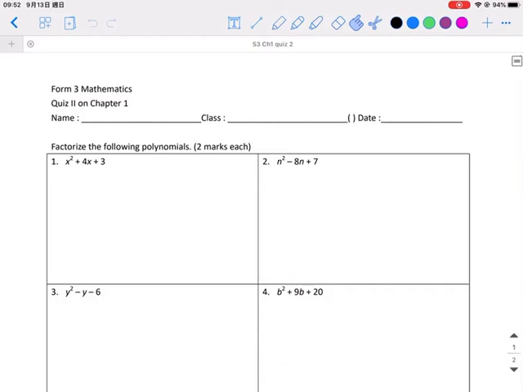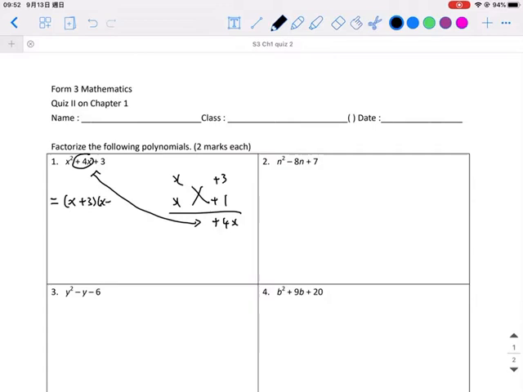Demonstrate the answer of quiz 2 on chapter 1. For the first one, we will apply the cross method. The first one is x times x, and the factors of 3 are positive 3 and positive 1. You cross it, you get positive 4x, which matches our second term. Therefore, the answer will be x plus 3 and x plus 1.